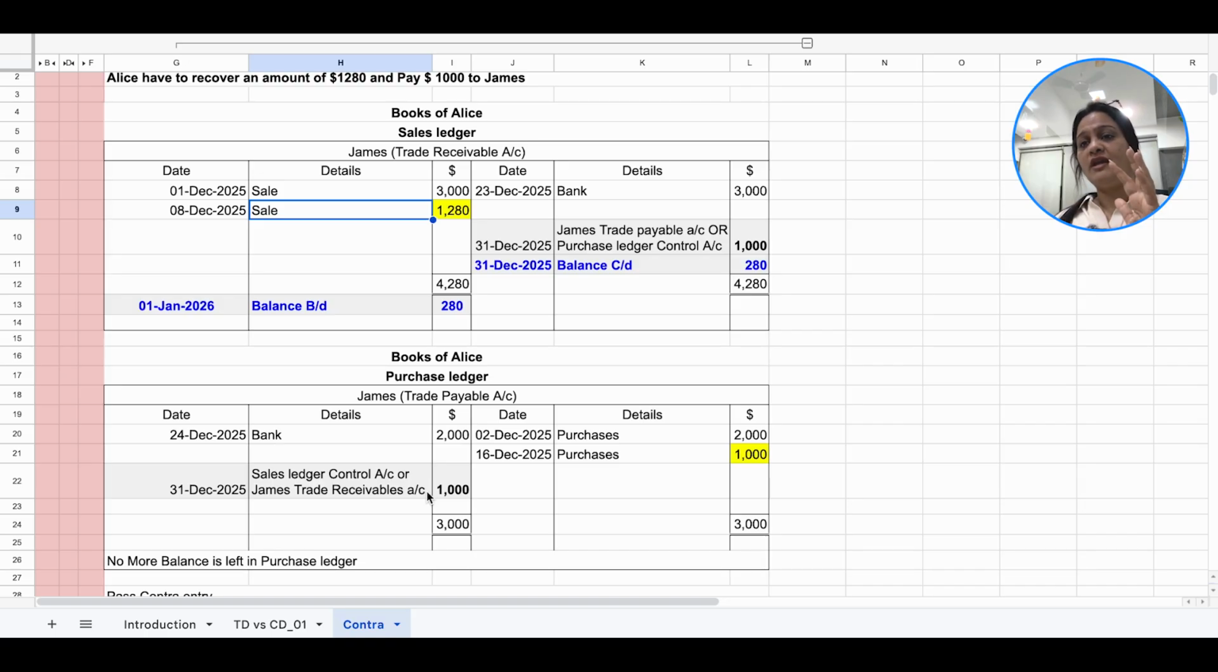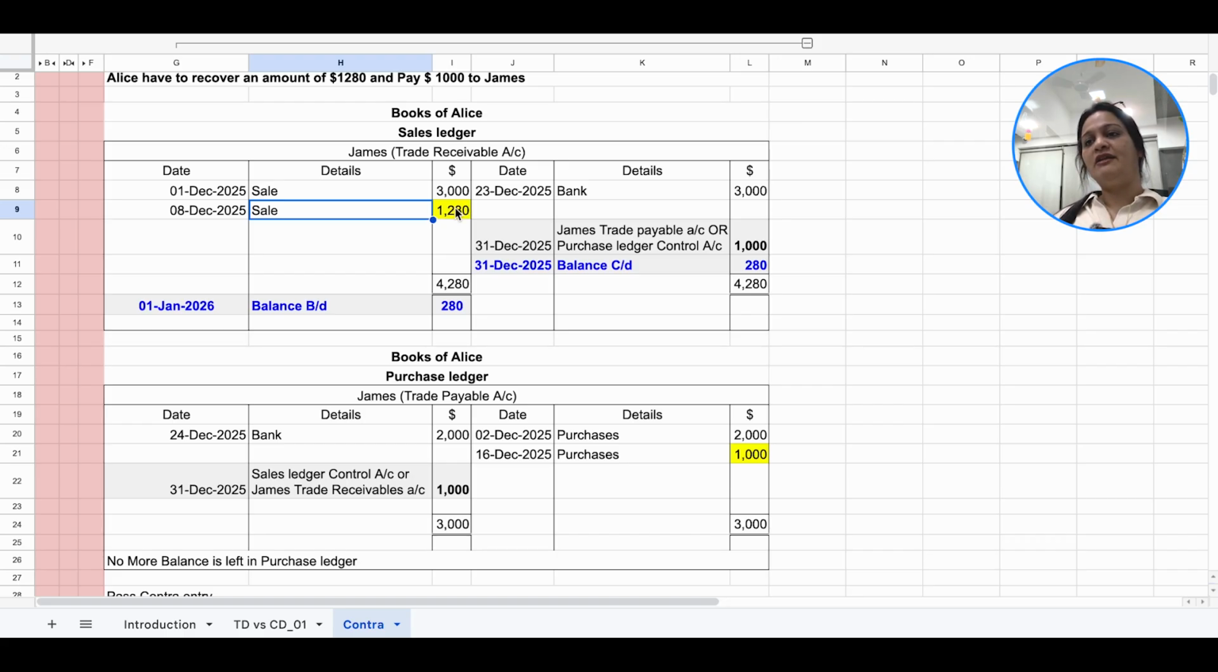Now, Alice wants to know how much she has to recover and pay. Now, it's very easy for you all to find out, right? Because 1280 here and 1000 here. So, you know that 280 is a net receivable from James. But how to pass the journal entry and put it in the ledger is difficult for many children. It is not so difficult, believe me. It's simple. It is on the debit side this balance is showing. It means here you need to pass an entry first of all on the credit side of the sales ledger. And in the purchase ledger there is a credit balance, and that's why on the debit side you have to pass this entry.